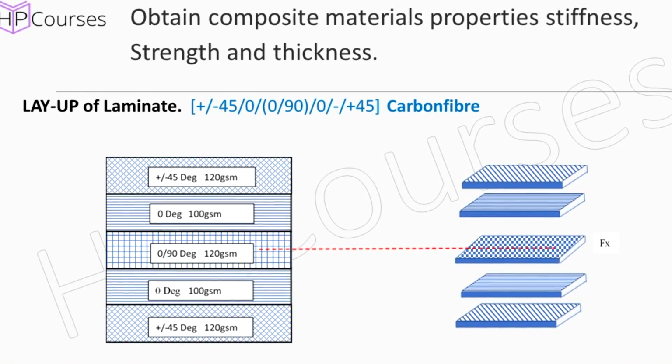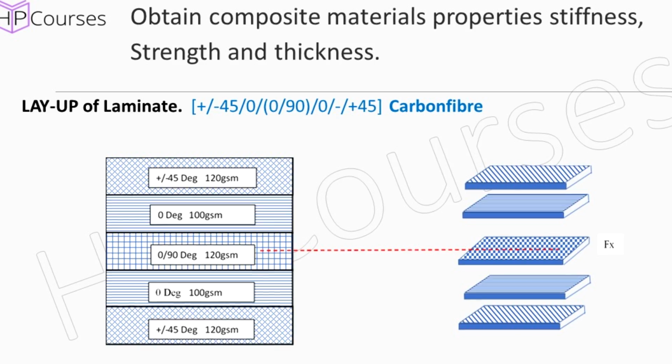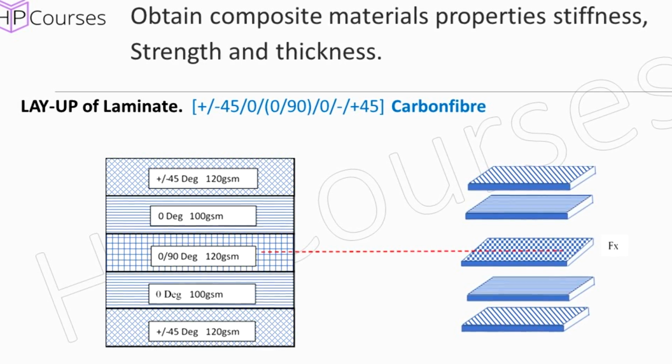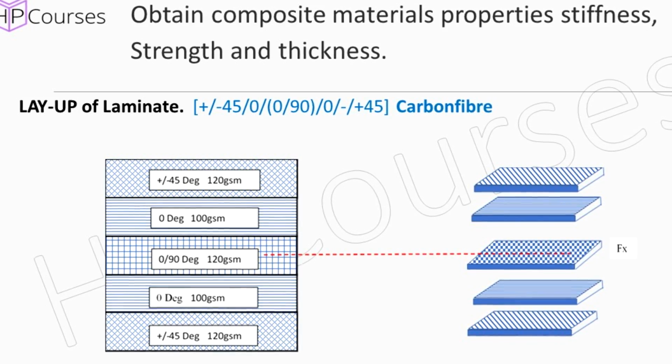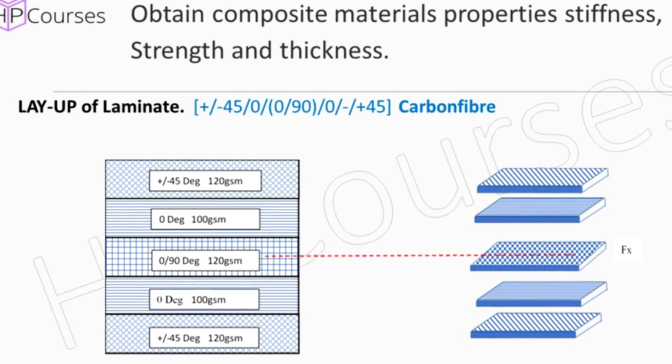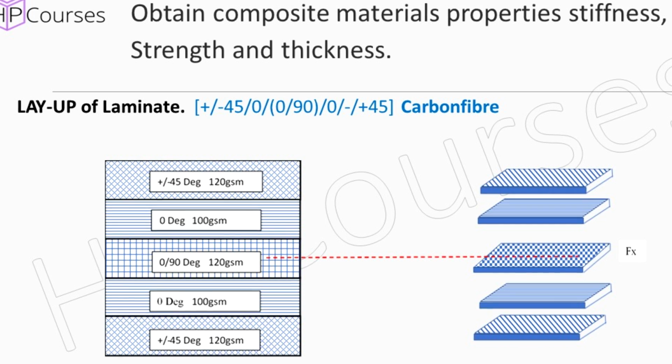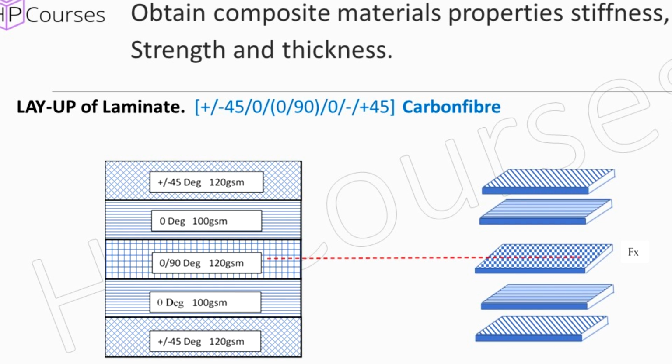A carbon fibre composite laminate, also known as a layup, consists of a total of 5 layers of carbon fibre fabrics in a resin matrix. Number 1. The bottom layer is 120 GSM woven fabric of fibre direction 45 degrees and an equal number of fibres in the direction minus 45 degrees. This is known as a plus minus 45 degree.